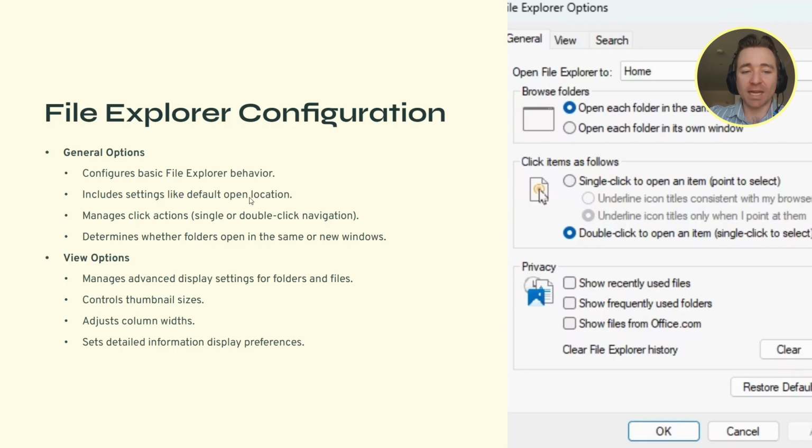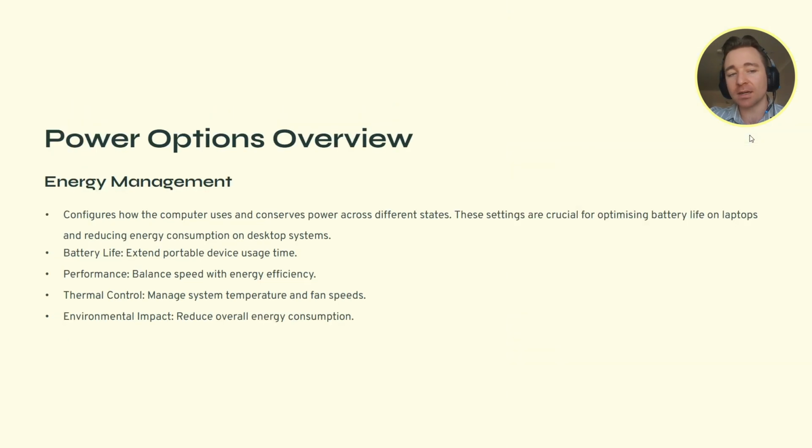So you've got the General tab, which allows you to configure the basic File Explorer behavior. Have a look here. Open each folder in the same window or in its own window, kind of stuff like this, right? Now the power options allows you to set up your energy management strategy for your device.